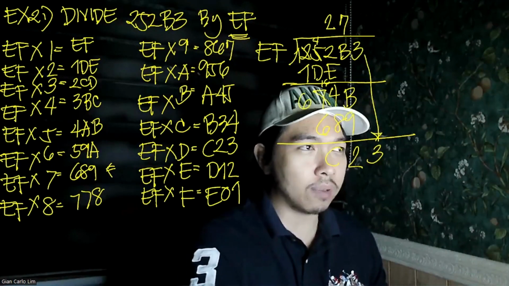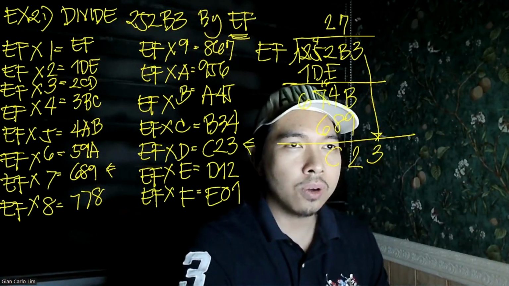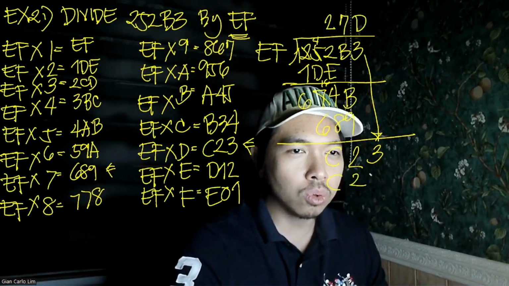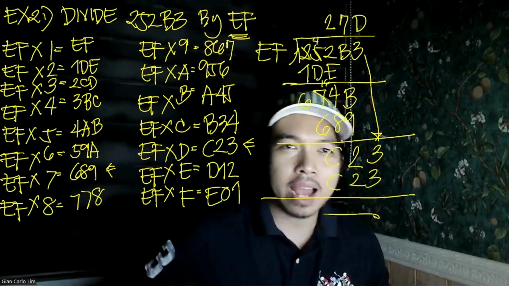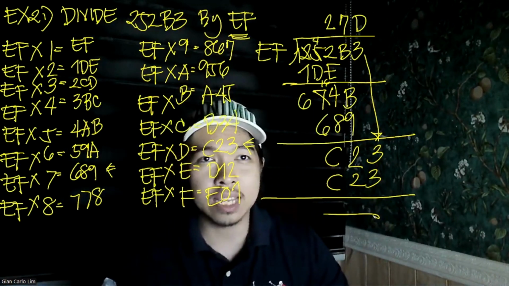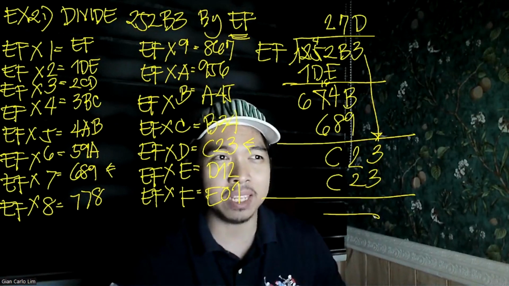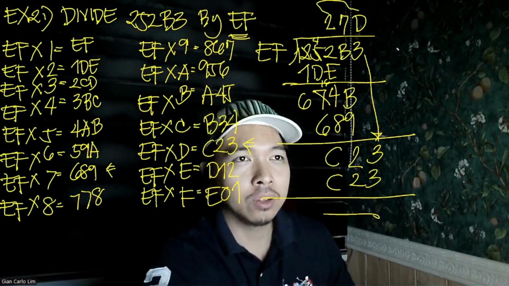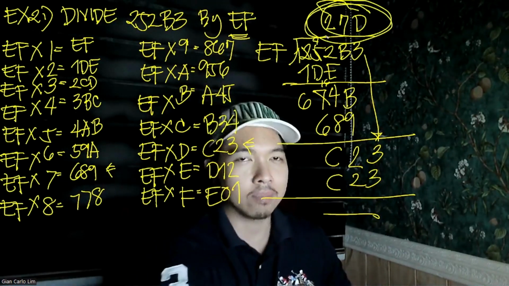C23, meron ba sa lookup value natin? Yes, and that is equal to D. So, we put here D and then we write the value of D, which is C23. Subtract natin yung dalawa, wala tayong remainder, at concrete ang ating sagot. So therefore, 252B3 divided by EF is now equal to the quotient na, yung quotient natin dito na 27D. At yun na po ngayon ang ating sagot.